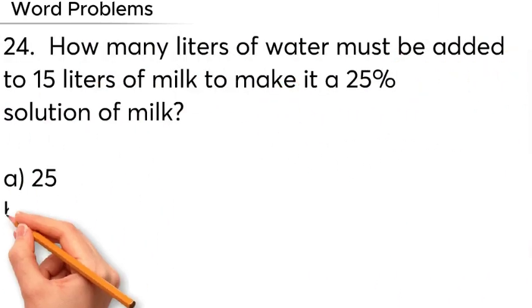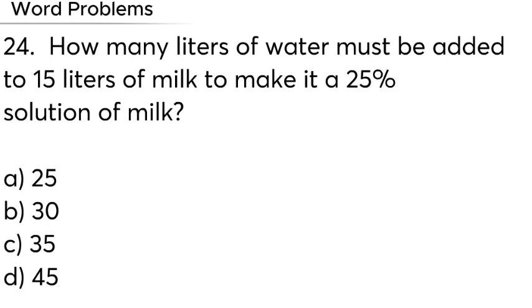24. How many liters of water must be added to 15 liters of milk to make it a 25% solution of milk? A. 25, B. 30, C. 35, D. 45.